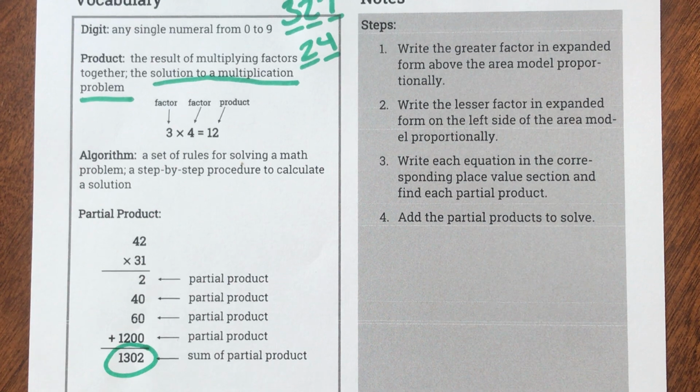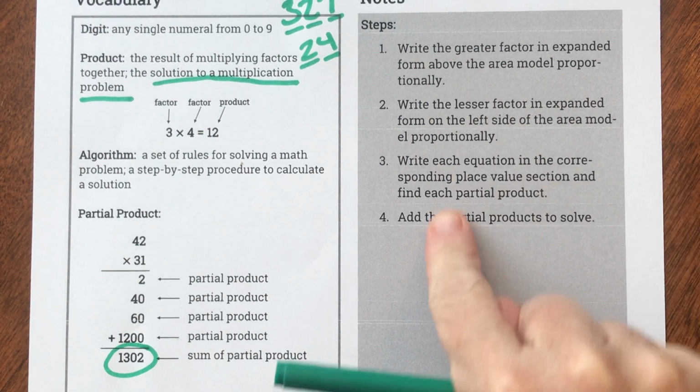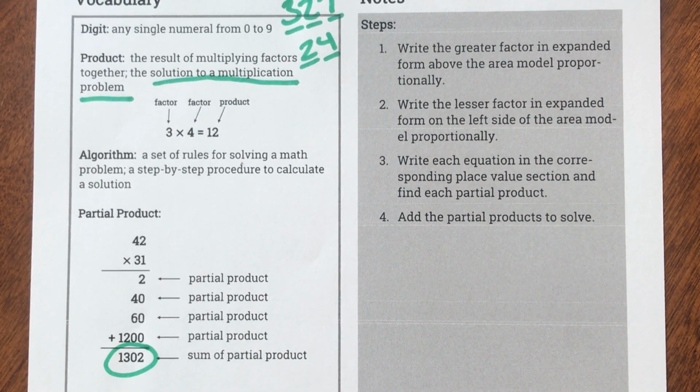Okay. We are going to be following these steps. It says we're going to write the greater factor in expanded form above the area model proportionally. And I'll show you what proportionally means. Then we're going to write the lesser factor in expanded form on the left side of the area model proportionally again. Then we're going to write each equation in the corresponding place value section and find each partial product. And then we'll add the partial products to find the full product. So as I'm doing mine, I want you to really follow your own paper steps and see what I'm doing.